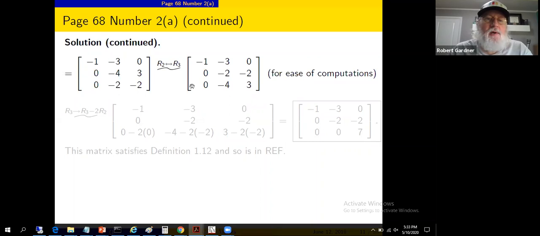We could use a negative 4 to get rid of the negative 2. We'd have to divide by 2, and that would introduce a 3 halves over here. We'd have to do arithmetic. But it's easier just to swap stuff. Okay, so swap row 2 and row 3.